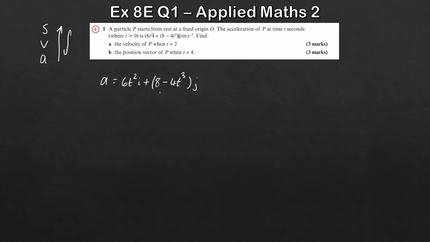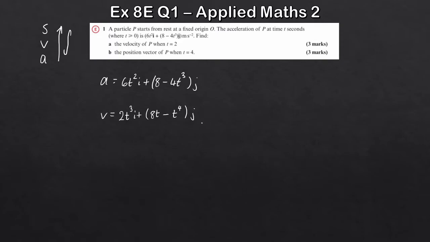So integrating this expression here, so add 1 to the power divided by the new power. So that'd be 6t cubed divided by 3. So what that will actually give us here for v is 2t cubed i plus, so that 8 there would be 8t. So that'd be plus 8t. Sorry, don't forget your i there as well. Plus 8t minus t to the 4, because we add 1 to the power divided by the new power, that's minus t to the 4 j.